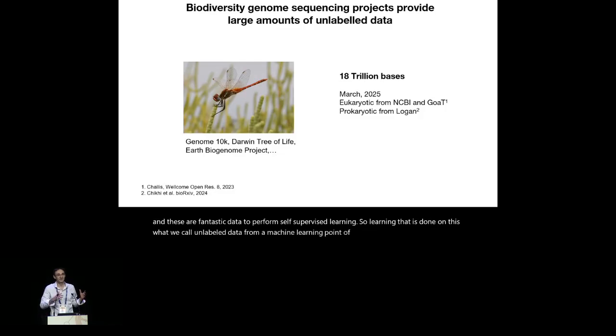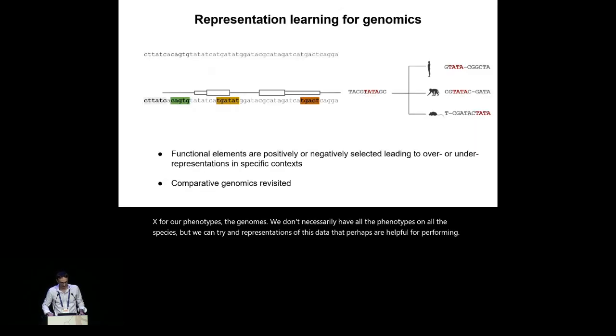That is, we have the input, the X, for our phenotypes, the genomes. We don't necessarily have all the phenotypes on all the species, but we can train representations of these data that perhaps are helpful for performing then supervised learning tasks.